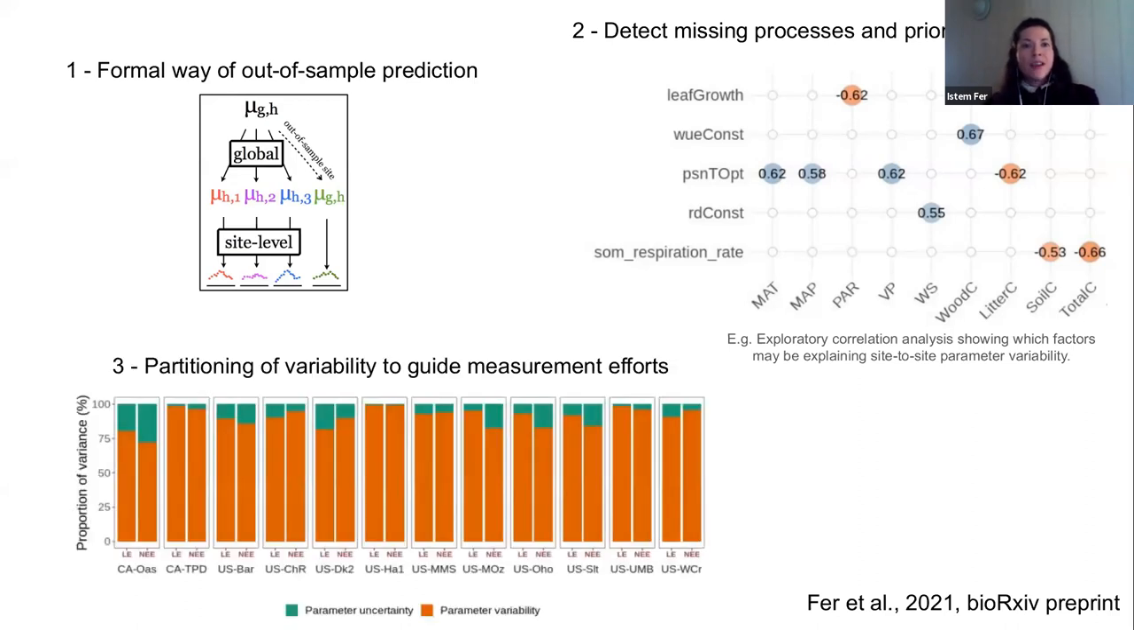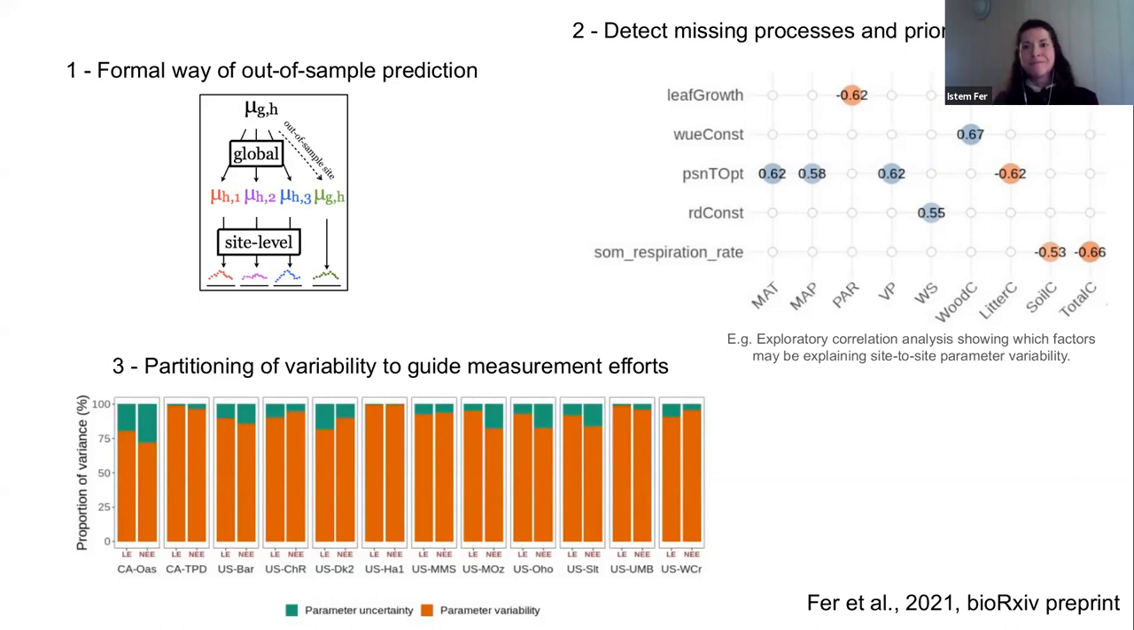And the third use of hierarchical calibration is that you can also compare the relative importance of within-site versus across-site variability. So in our case, across-site parameter variability was dominating the uncertainties, which further indicates that we should probably invest in doing measurements at more sites rather than measuring the same thing at the same site for longer periods.